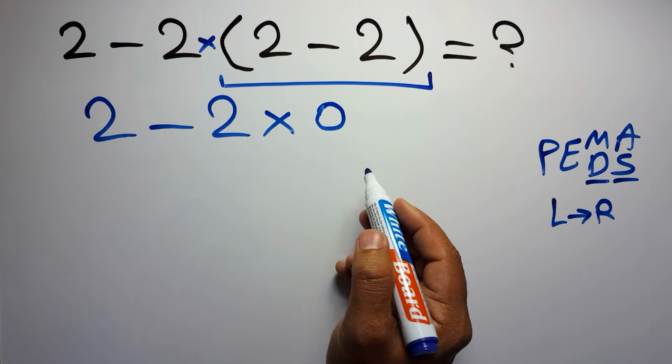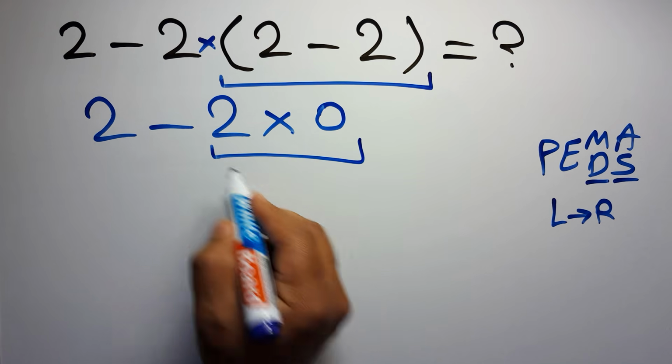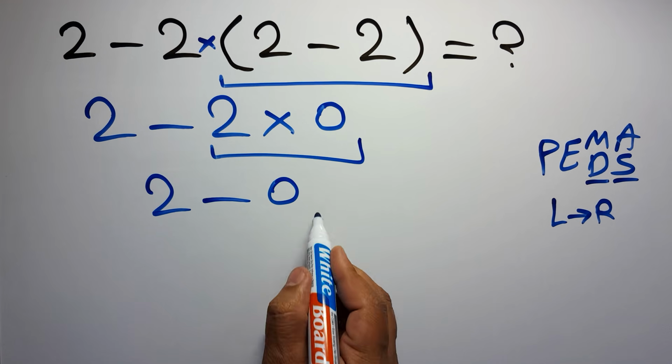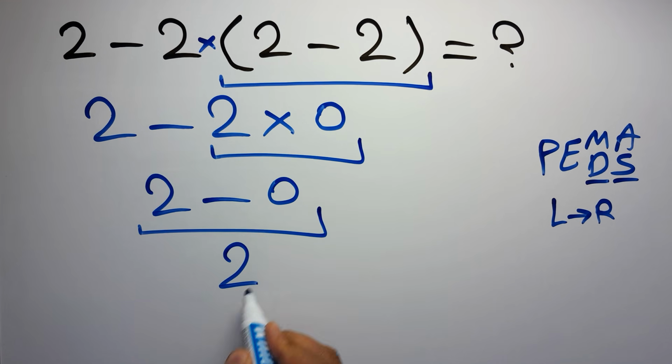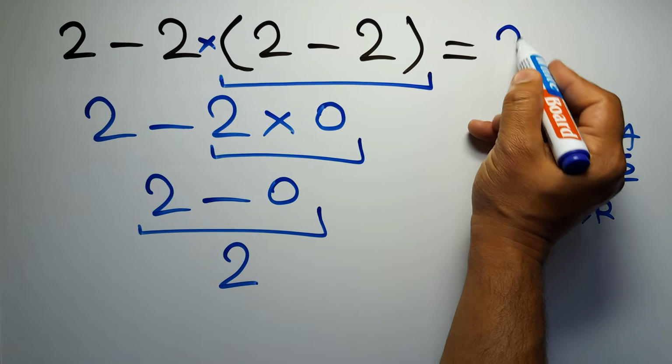So here, first we have to do this multiplication. 2 times 0 is just 0. So we have 2 minus 0, which equals 2. And this is our final answer to this problem. The correct answer is 2.